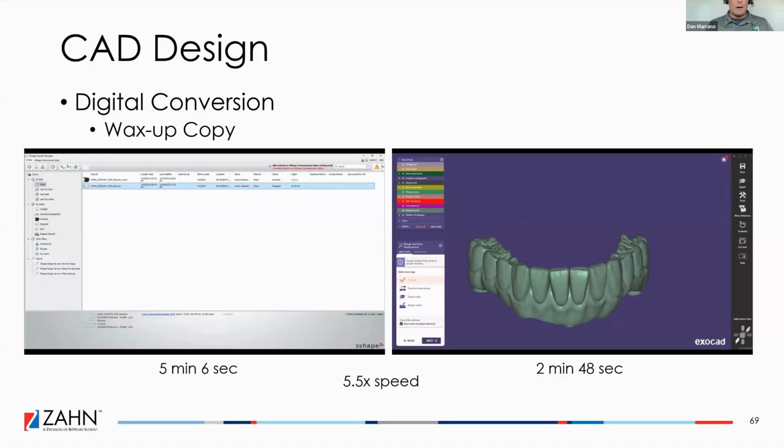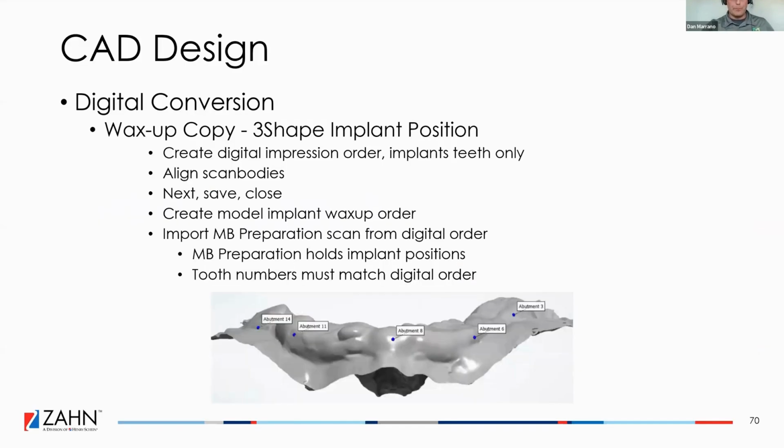So that is the wax up copy feature, if you were to take your monoblock pre-design and then convert it afterwards. And in 3Shape, there are two stages to it. You have to create the digital impression order, implant teeth only. The reason for this is that in digital impression, you can't do the wax up copy. It has to be a model. So we run it through the digital impression order.